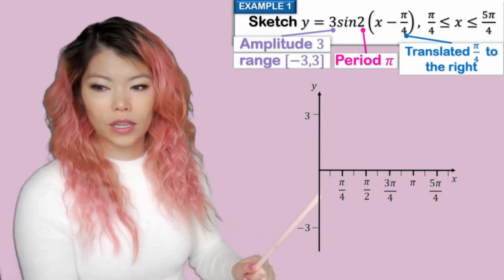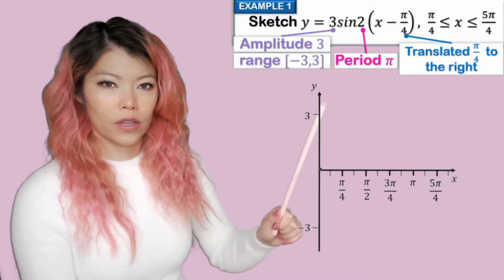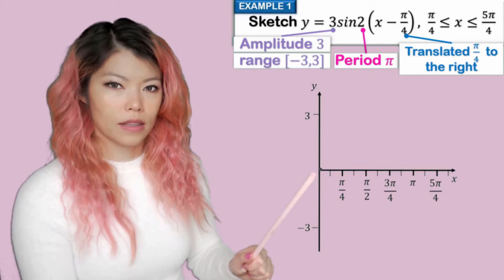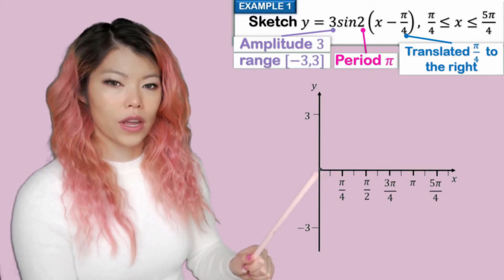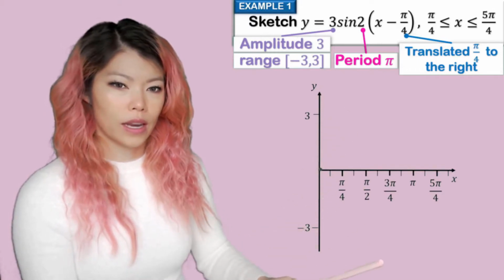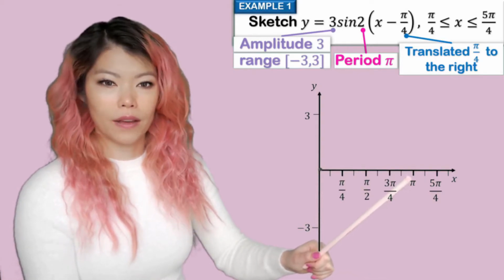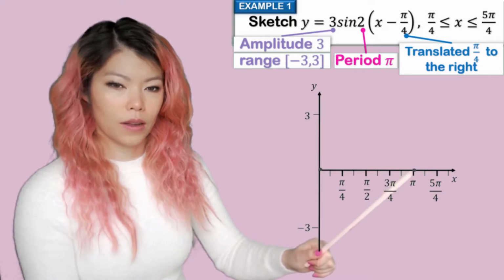But let's sketch the original graph first. The original graph without the translation would look like this. It's a sine graph, so it starts at 0, and then it goes up to 3 and ends up at the end of the period. The end of the period is pi, so we have to end there.